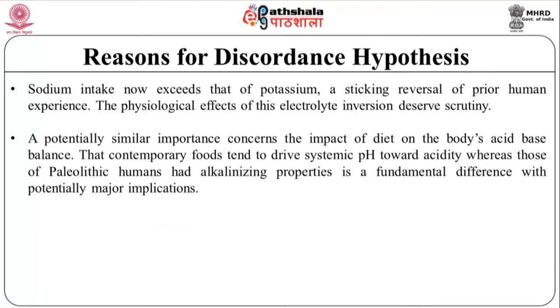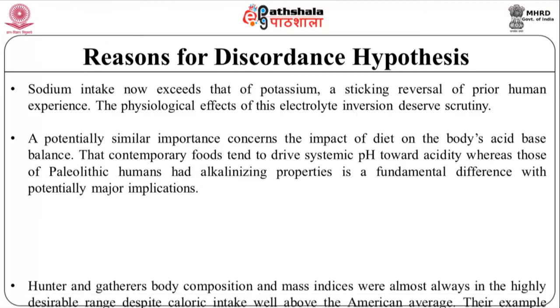A potentially similarly important concern is the impact of diet on the body's acid-base balance. Contemporary foods tend to drive systemic pH towards acidity, whereas those of Paleolithic humans had alkalinizing properties. This is a fundamental difference with potentially major implications.